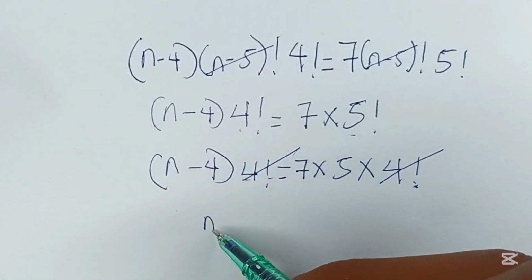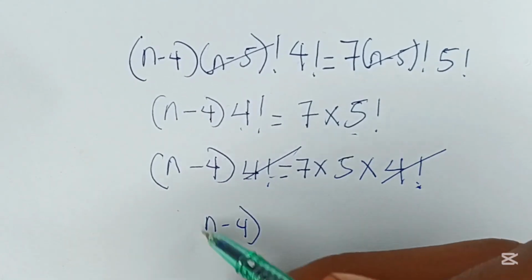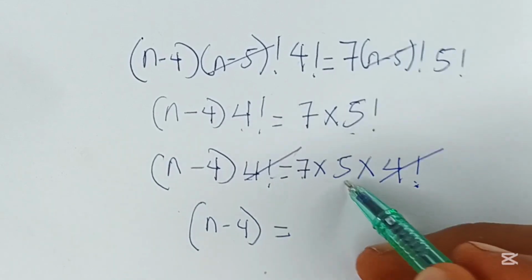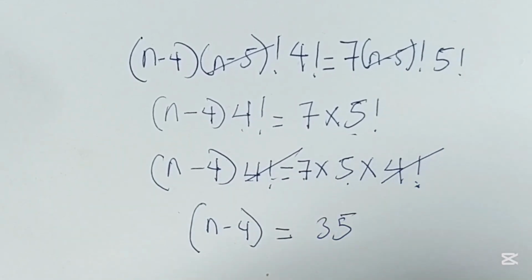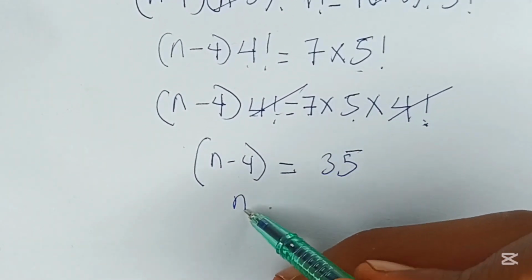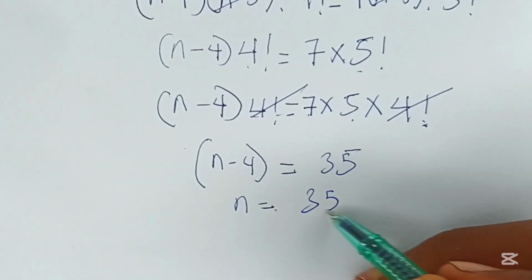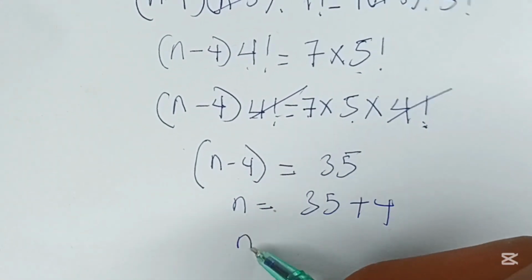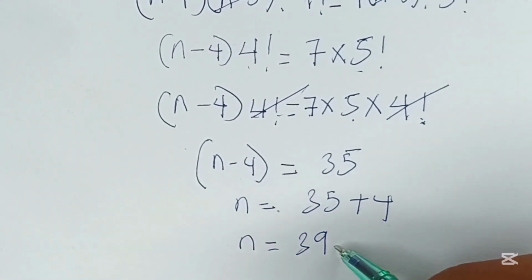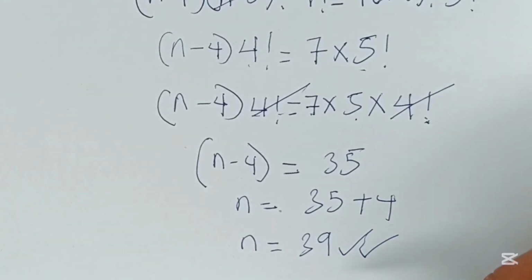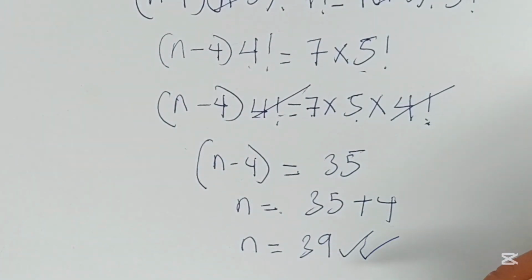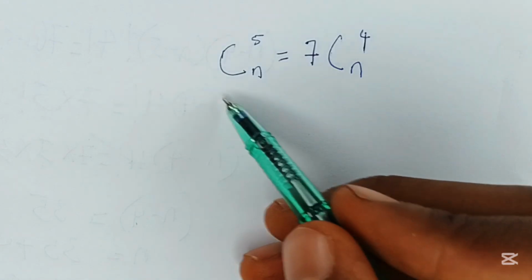Let's bring this down. We have n minus 4 equal to 7 times 5, which is 35. Hence our n is equal to 35 plus 4. n is equal to 39. Now let's test if this answer is correct. Let's test our answer.